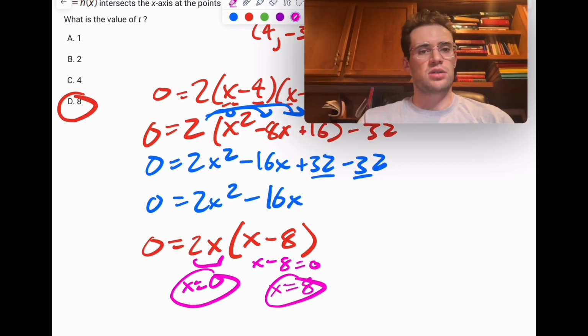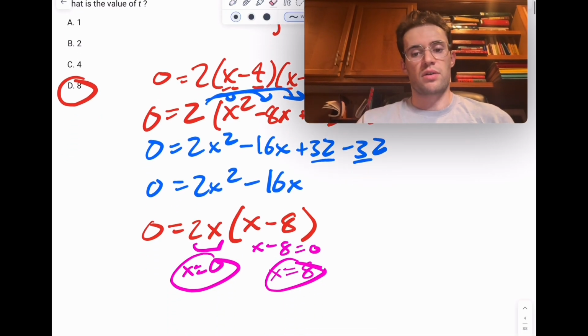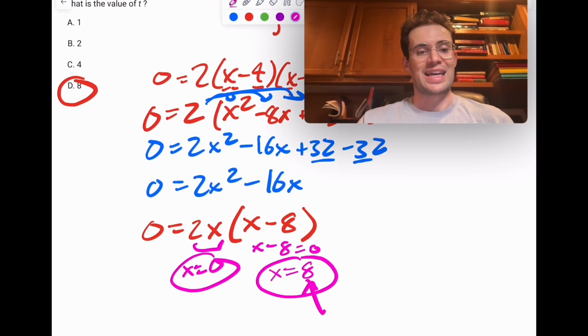So 8 and 0. They gave us the 0, 0, so we just have to figure out what's the other zero value there. What's the value of t? That would be, in fact, 8.